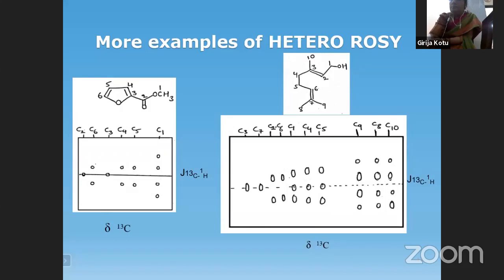Next, C6 carbon. C6 carbon is nothing but a CH. So it has 1 attached proton, and you are going to observe a doublet for that. And again, C3 is a quaternary carbon. There are no protons, so it is seen as a single spot. Next, C4, again a CH carbon, a doublet. And C5, again a CH carbon and a doublet. And C1 is nothing but the methoxy, so CH3, there are 3 protons. Hence you're going to observe a quartet for this.